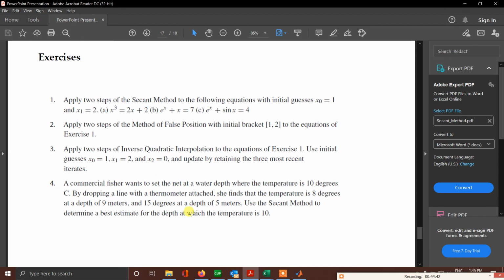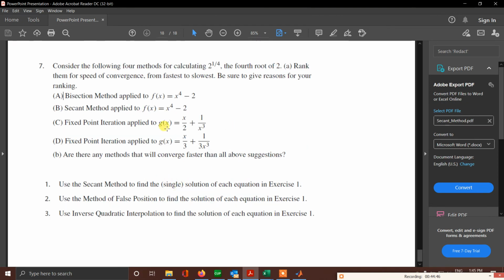Probably if you use the Newton-Raphson method, it's actually better. But I don't know. This is just an example. The equations are very simple and straightforward. They are actually algebraic, so you don't have to do a lot of things. Of course, there are some other exercises, like use the secant method to find a single solution for the equation in exercise 1. This is exercise 1.